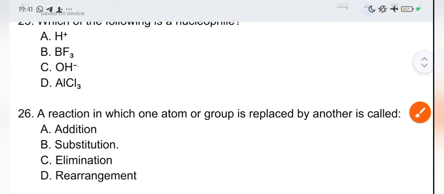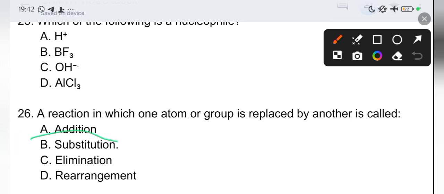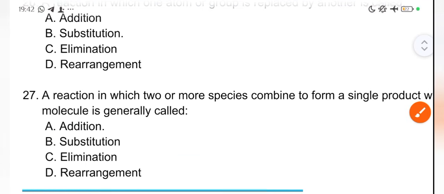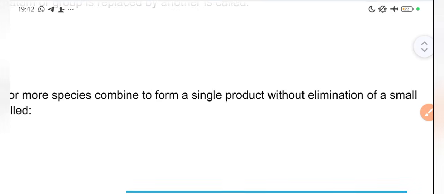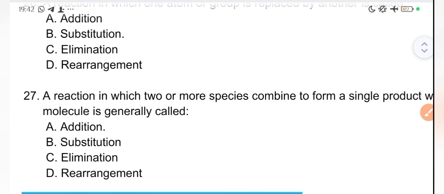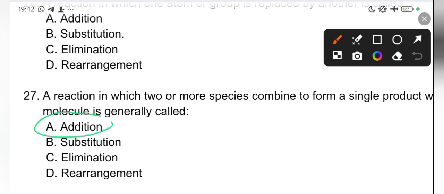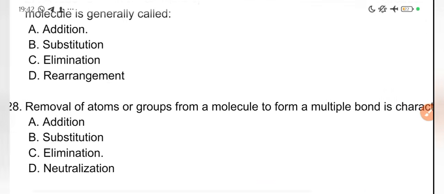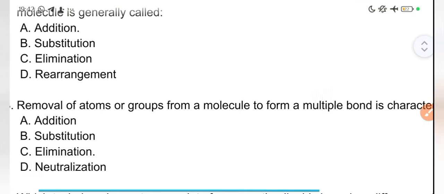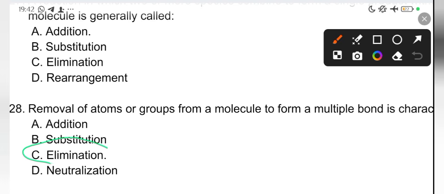26. A reaction in which one atom or group is replaced by another is called substitution. When they replace one group with another, it is called substitution. 27. A reaction in which two or more species combine to form a single product without elimination of a small molecule is known as addition. When there is elimination, it is an elimination reaction. But when there is no elimination, but you are combining to form a product, it is known as addition. 28. Removal of atoms or groups from a molecule to form a multiple bond is characteristic of elimination. So you can see elimination, removal.